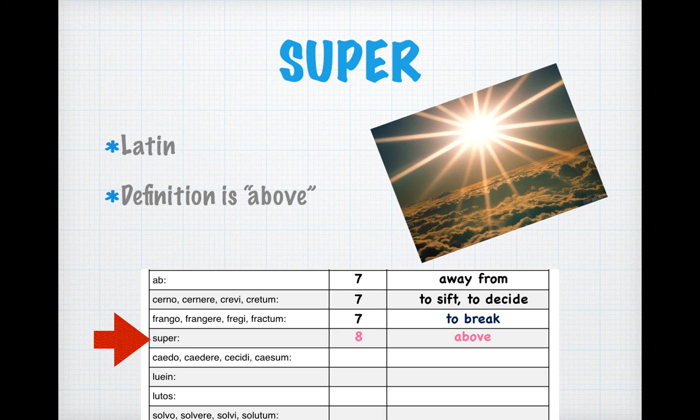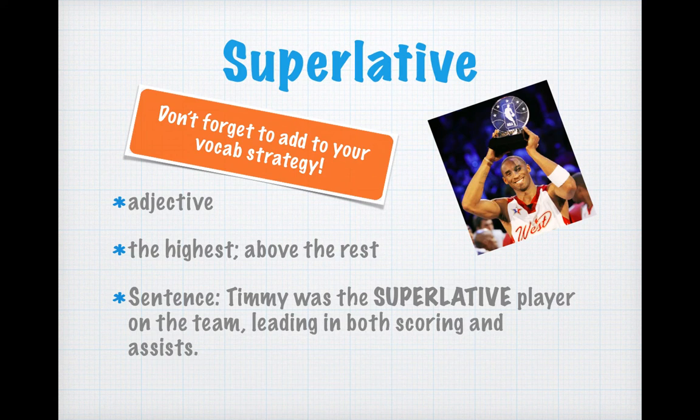We have two words that use the root super. The first is pronounced superlative. Superlative is an adjective, it's a describing word, and it means the highest or above the rest. Timmy was the superlative player on the team, leading in both scoring and assists. The sentence from your book reads, superlative builders of irrigation systems, the Pueblo peoples had much to teach 17th century colonists in New Mexico.